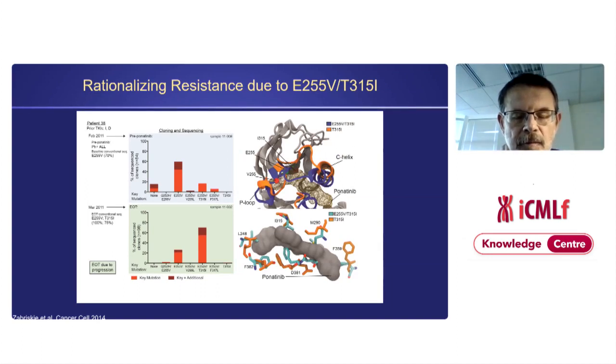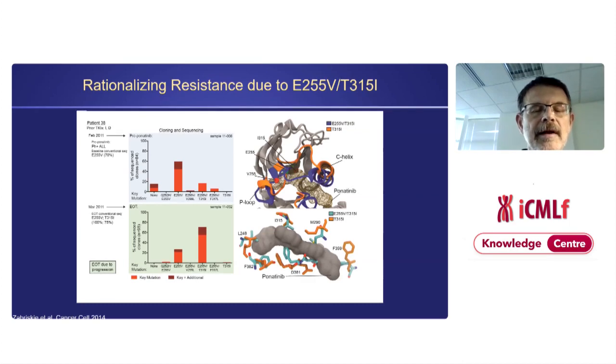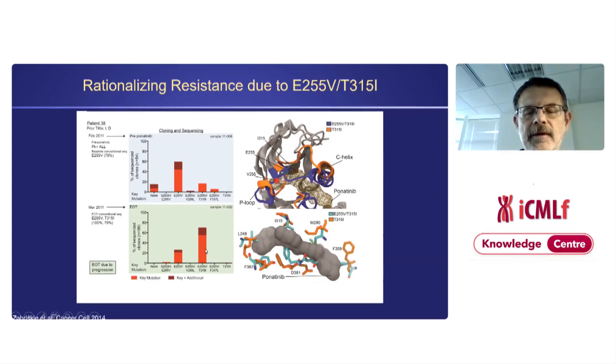In the case of a compound mutation, that is different. For instance, here, this is a patient with an E255V T315I compound mutation, so two mutations in the same BCR-ABL allele, who was treated with ponatinib. And as you see, there's very rapid selection of this mutant clone on treatment. And then you can rationalize it by computational modeling. And you see that this double mutation, compound mutation, would lead to steric clashes with ponatinib.